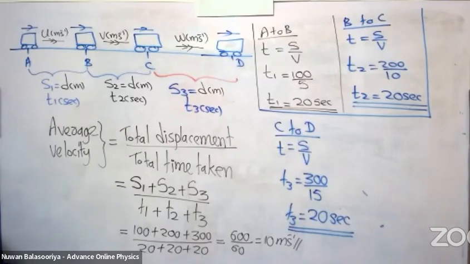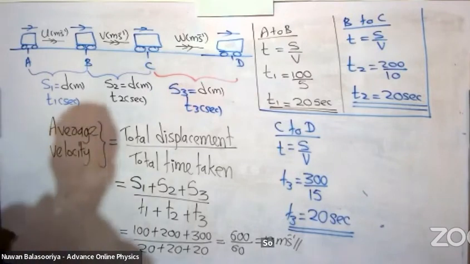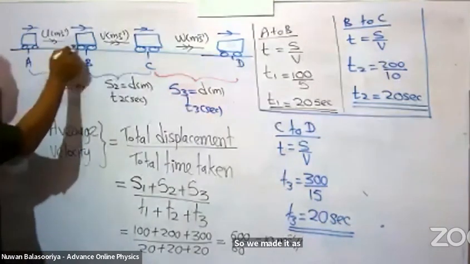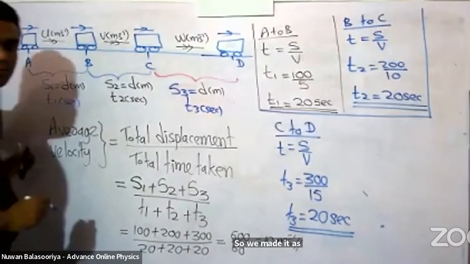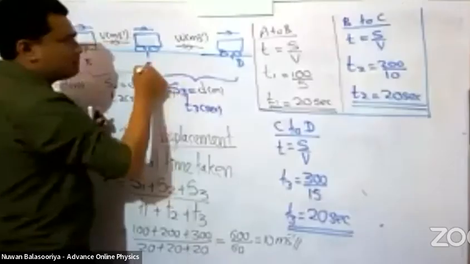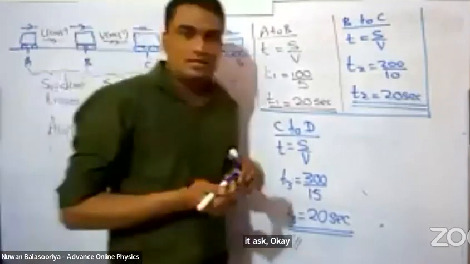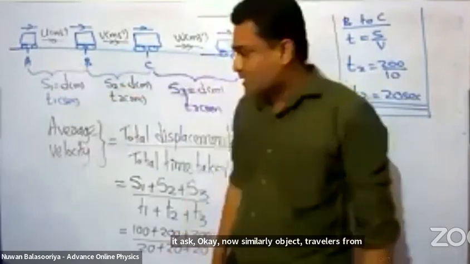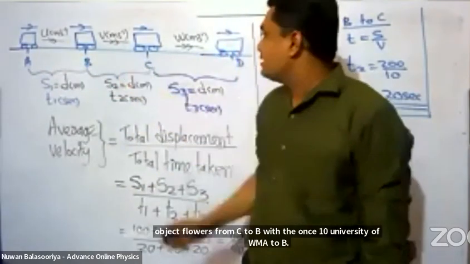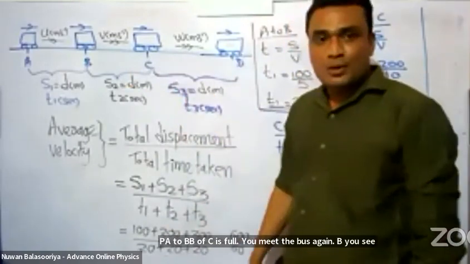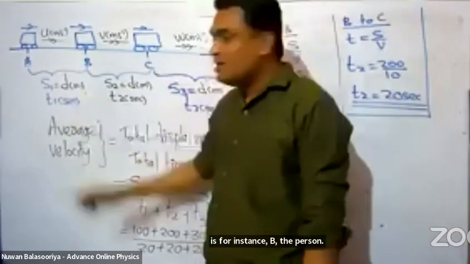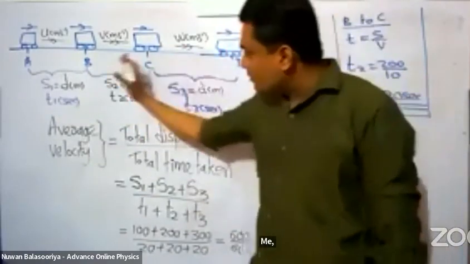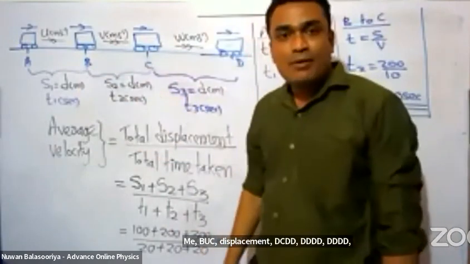So as in the previous question, the object travels from A to B with a constant velocity of u meter per second, from B to C with a constant velocity of v meter per second, and from C to D with a constant velocity of w meter per second. AB displacement is d meter, B to C displacement is d meter, C to D displacement is also d meter. Now, if you have drawn the figure, try to obtain an expression for the average velocity.